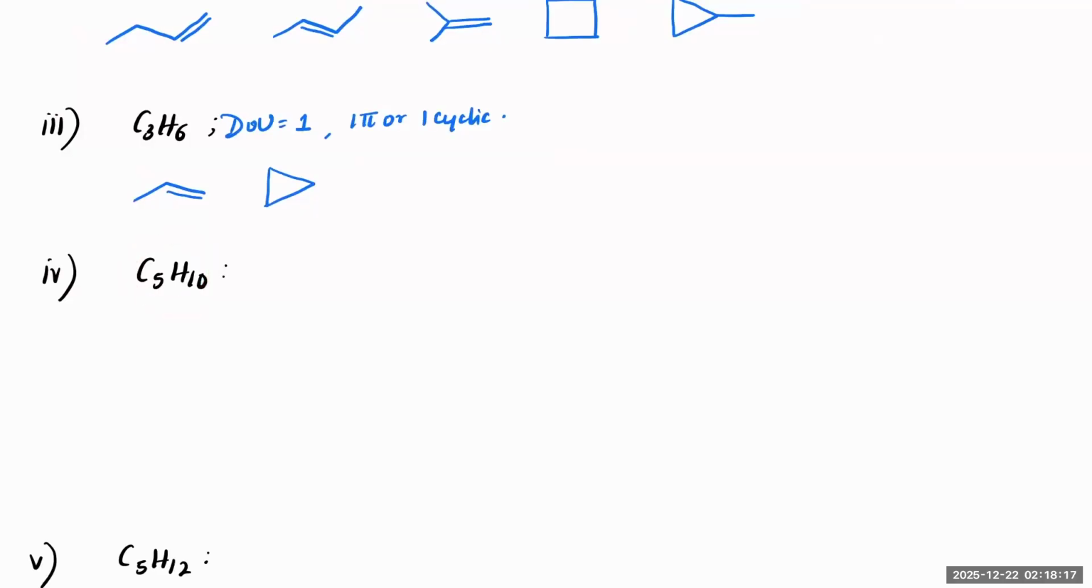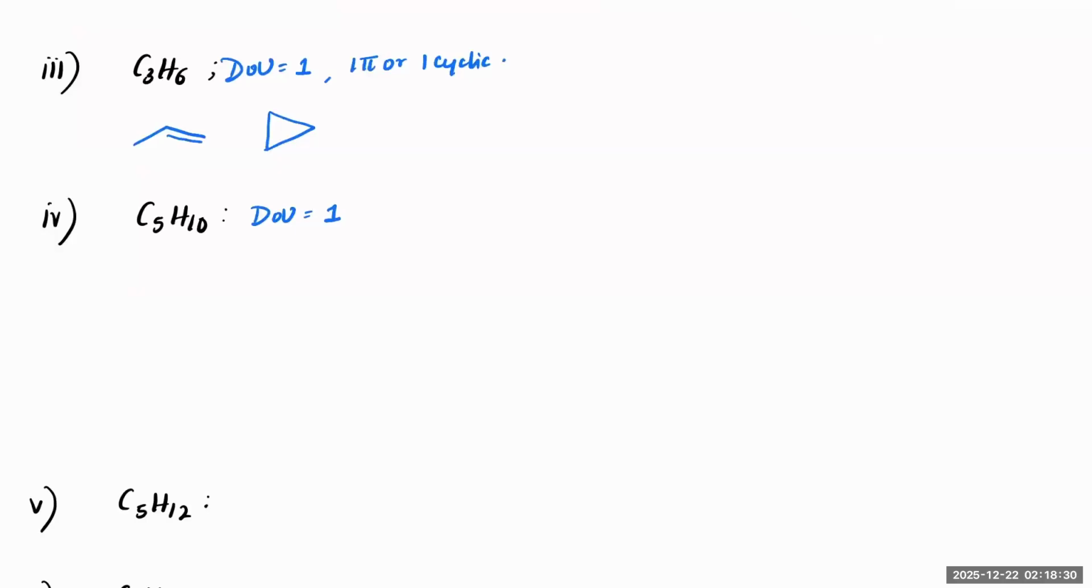Next one, C5H10. Got it? C5H10. Degree of unsaturation will be equal to 1. Now, where all can I make the pi bonds? Check out. Starting with 5 carbons. Always start with a straight chain. 1, 2, 3, 4, 5. So in this straight chain, I can make a double bond here, and then you keep on moving that pi bond inside. So these two are the possibilities.